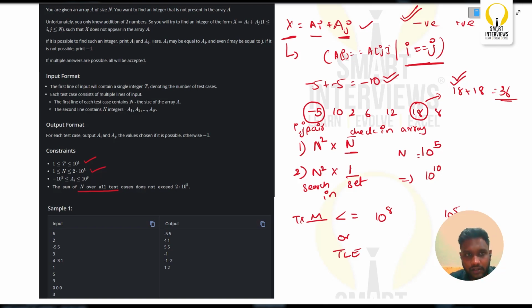Now, is there any case where we have to print minus 1?